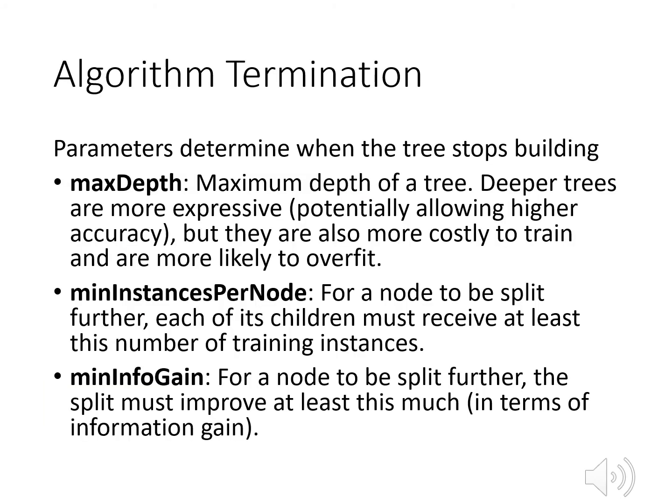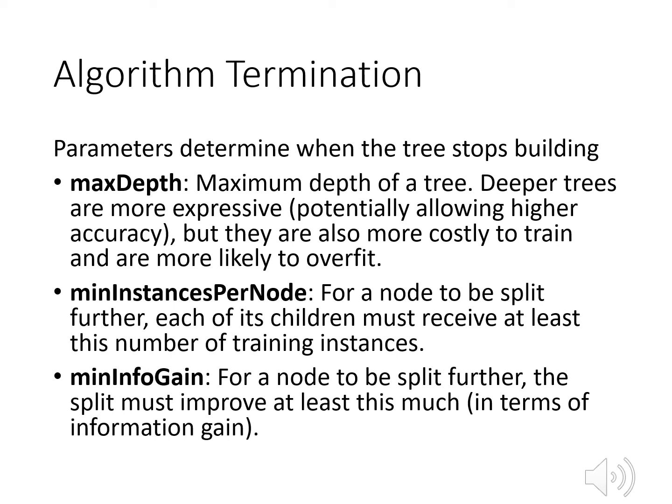In MLlib's implementation of decision trees, there are 3 parameters for terminating the algorithm. One is the maximum depth. A deeper tree is more expressive. That means it can include more information and potentially with higher accuracy. However, they are more likely to learn too much information on the training set and cannot predict well on the testing set. This is called the overfitting problem in machine learning.